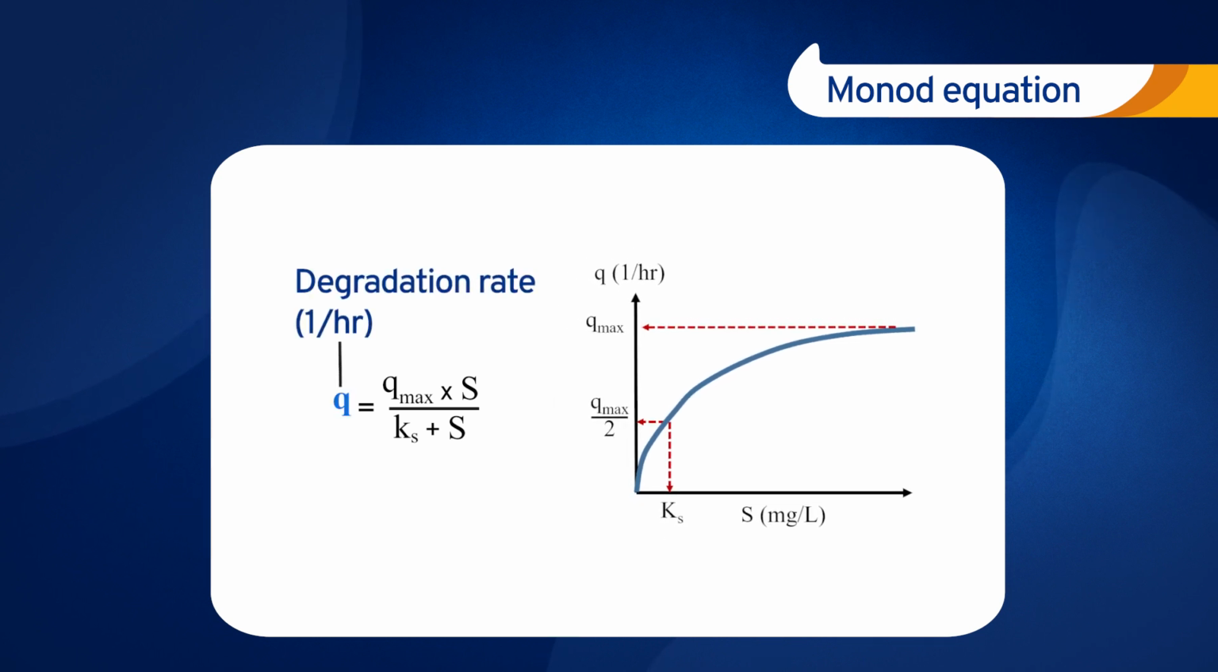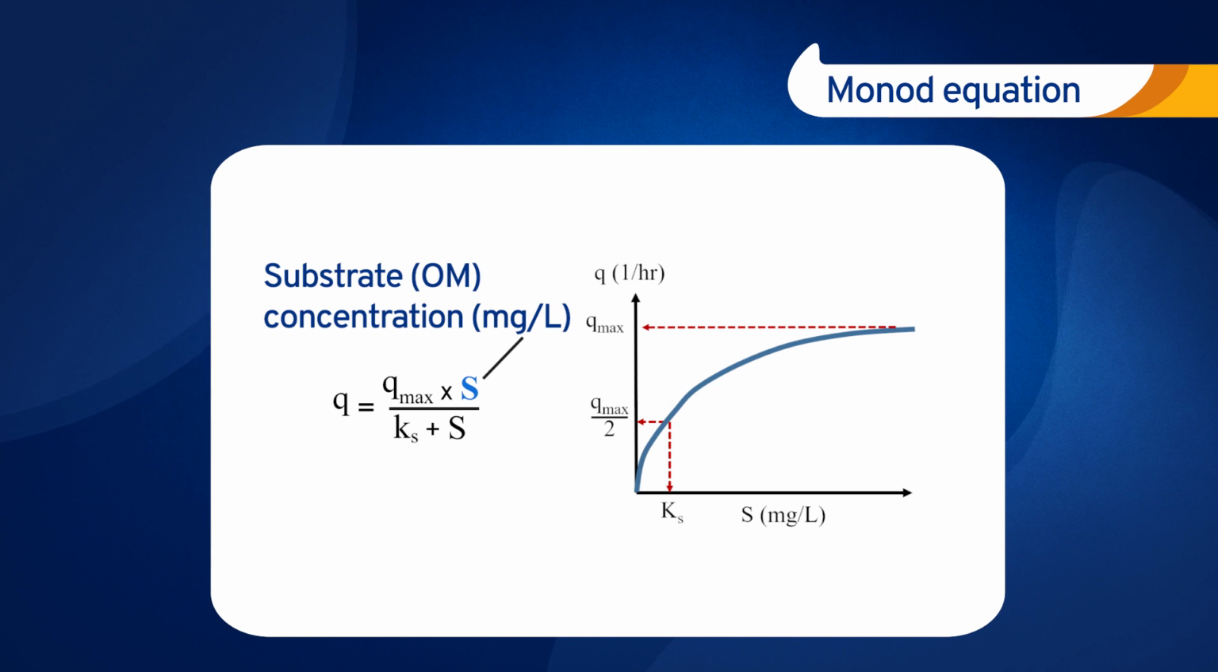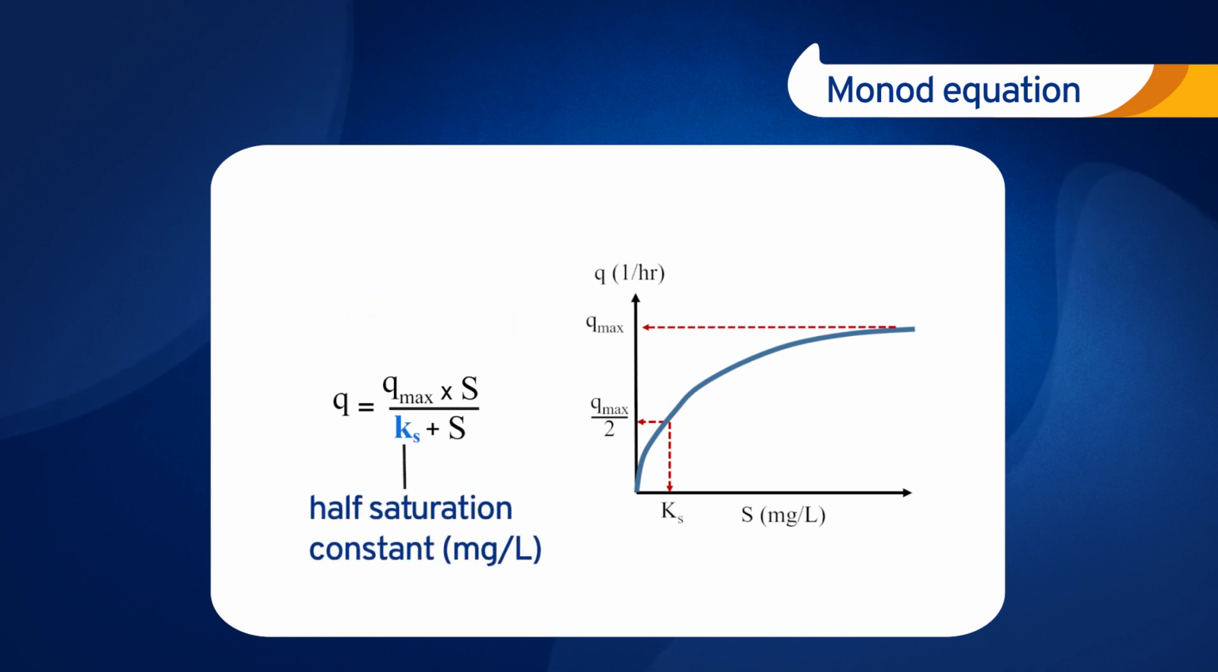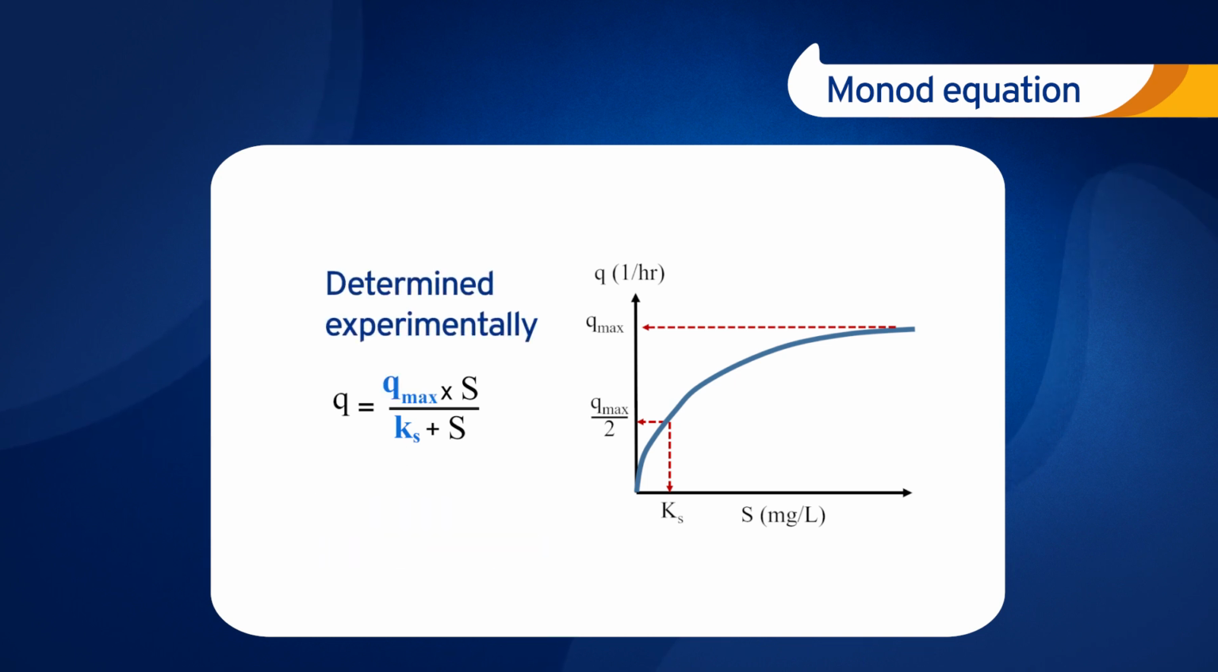As you can see, the degradation rate Q is a function of the maximal degradation rate, Qmax, multiplied by the concentration of the substrate S, which in our example would be organic matter, over the substrate concentration plus the constant Ks, which is the half saturation constant. Both Qmax and Ks are determined experimentally.